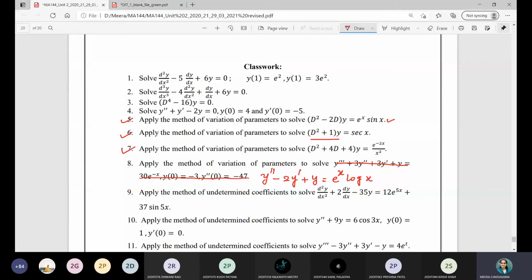Let us consider now the seventh one. Apply the variation of parameters method to solve the second order differential equation you are given. First find the complementary function and then the particular integral. Please verify your complementary function. Here you have to be careful because this will involve multiple roots.